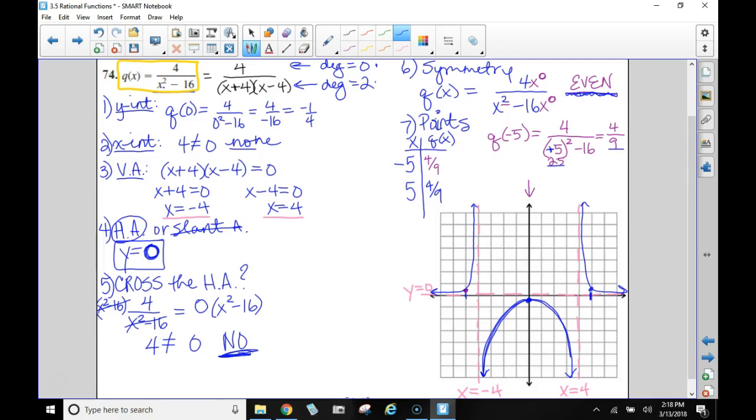Sound good? Now, I'm at least going to label this q of x, and you can write the whole equation if you want. If you have a handy graphing utility, you might want to put that on there just to check. But do not graph it until you've done all this legwork. And I'll tell you why here in just a little bit.